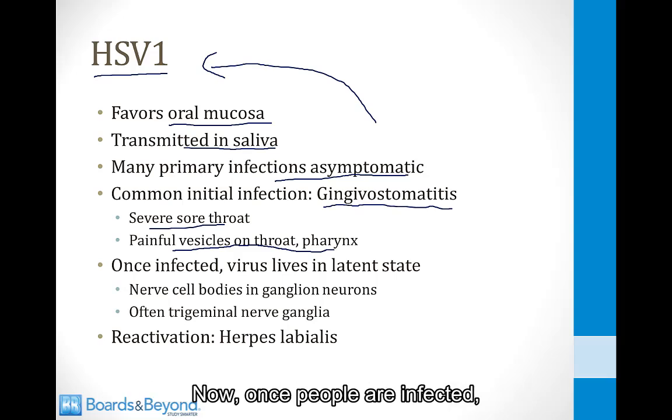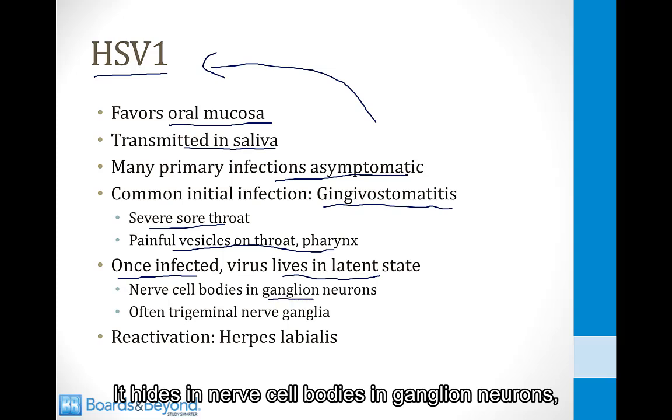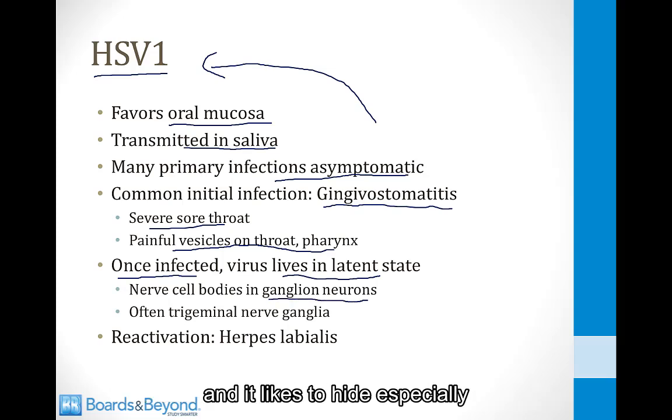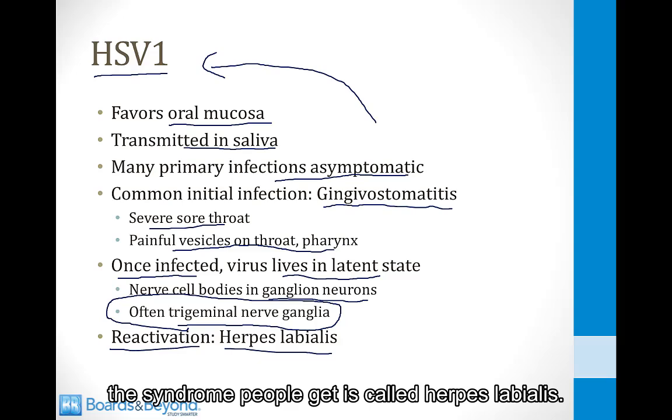Now, once people are infected, even when the infection resolves, the virus usually lives in a latent state. It hides in nerve cell bodies in ganglion neurons, and it likes to hide especially in the trigeminal nerve ganglion. And you should remember this for Step 1 because they like to ask you which nerve the virus is hiding in. Once the virus goes into the latent state, it can then sometimes reactivate later, and when it reactivates, the syndrome people get is called herpes labialis.